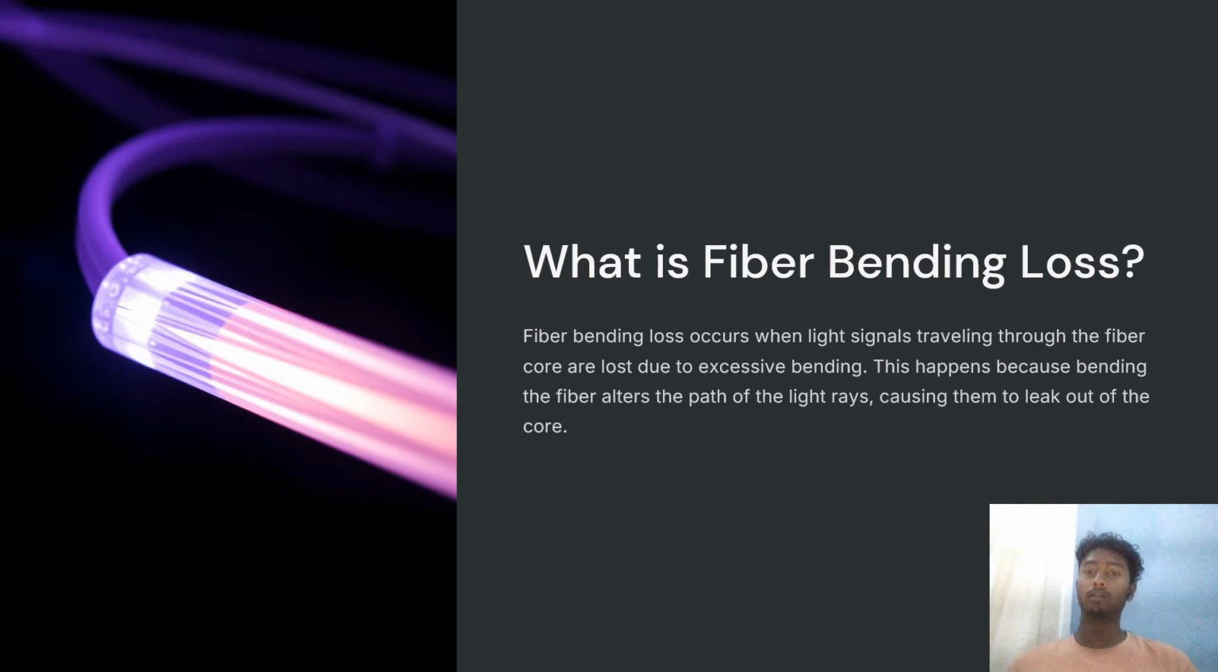What is fiber bending loss? Fiber bending loss occurs when light signals traveling through the fiber core are lost due to excessive bending. This happens because the bend alters the path of the light waves, causing them to leak out of the core.